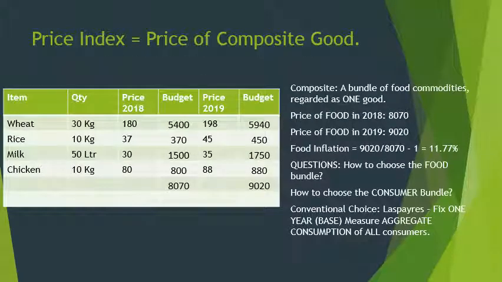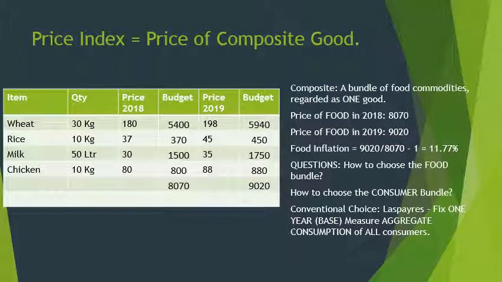To get a better idea of the composite good, we consider a case where there are only four things: wheat, rice, milk and chicken. And so now we consider a composite good which has 30 kilograms of wheat, 10 kilograms of rice, 50 liters of milk and 10 kilograms of chicken. Now the prices in 2018 of these four commodities were 180 rupees per kilo for wheat, 37 rupees per kilo for rice, 30 rupees per liter for milk and 80 rupees per kilo for chicken.